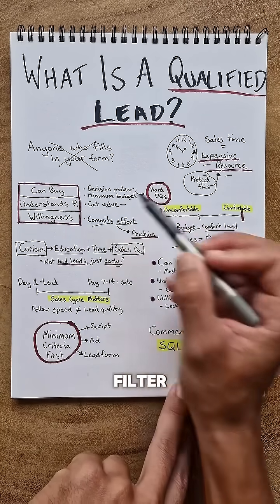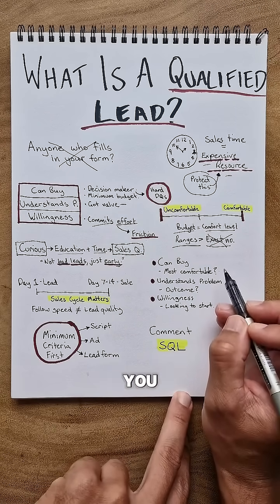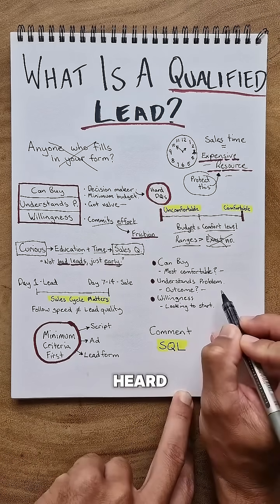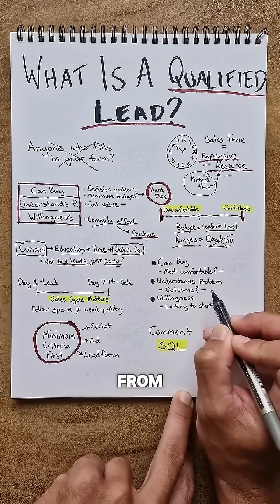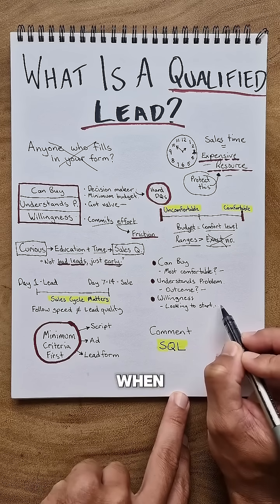For example, the first filter, can buy. A lead form question might be, assuming your advertising campaigns were profitable, how much would you be comfortable spending on a monthly basis? Understanding the problem might sound like, based on what you've heard so far, what is the outcome you're looking to achieve from an advertising campaign? Willingness. Assuming everything looks good on paper and makes logical sense to you, when are you keen to move forward?